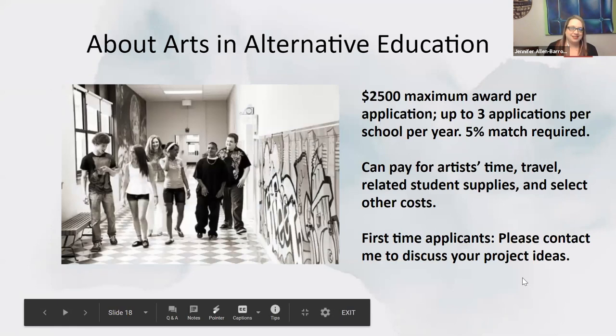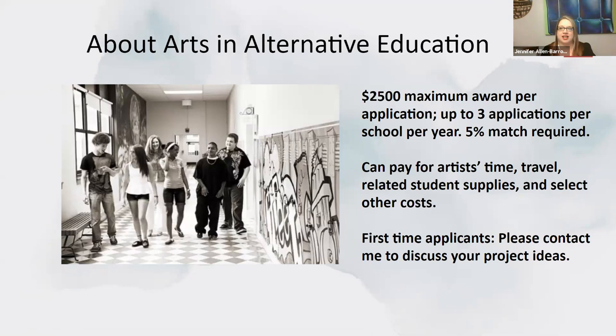Next slide, please. And then arts and alternative education, as the name implies, this is a grant that is specifically for alt-ed schools. And this grant, each award can be up to $2,500. Usually schools can receive up to two of these per year. This year we've expanded that to up to three applications per year.